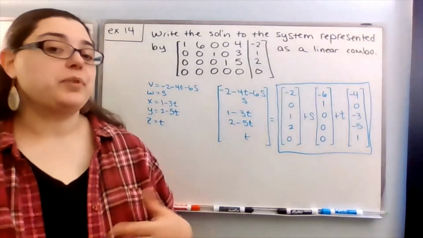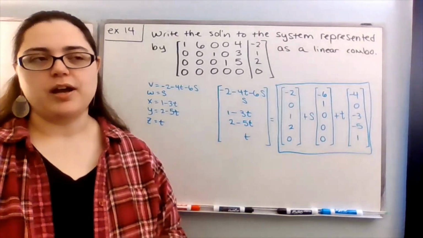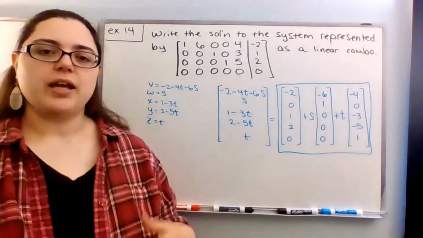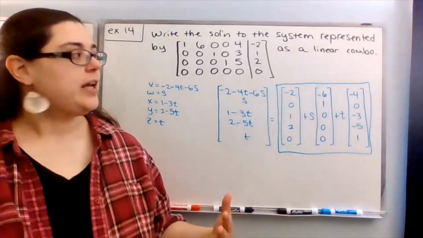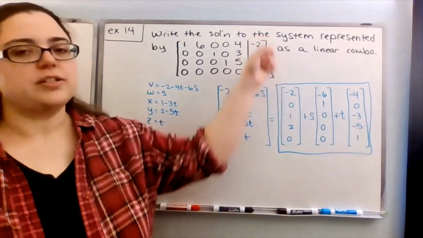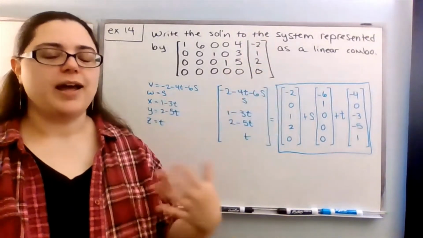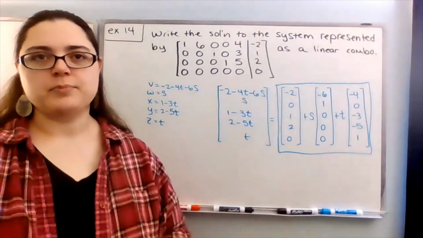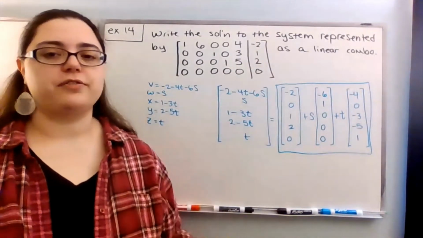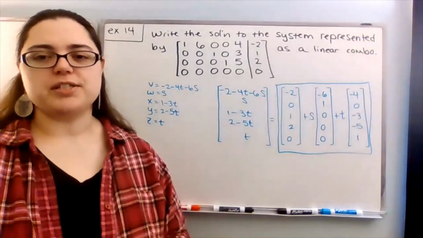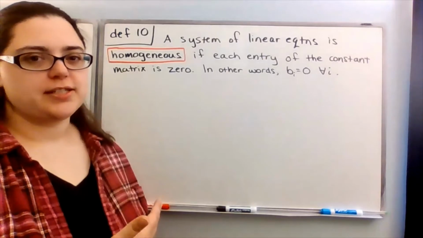So the next topic we're going to talk about are a special type of system of linear equations called a homogeneous system. And in a homogeneous system, the only thing that makes it different from a normal system is that this last column is always zeros. So in other words, every equation in the system has to be equal to 0. So let's write a couple of formal definitions, and then we'll do some examples of finding solutions to homogeneous systems of equations.